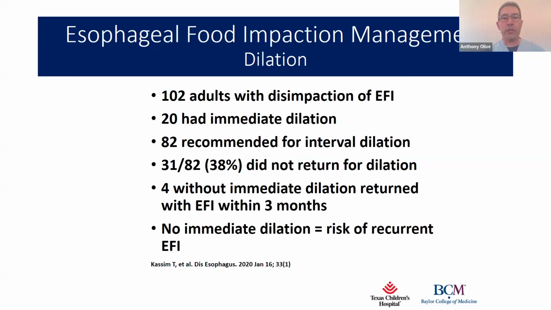And of those that did not have immediate dilation, 4 had an esophageal food impaction within 3 months, before it was time for them to come for their initial dilation. And so one of their conclusions was that if there's a stricture at the time of the esophageal food impaction and dilation is indicated but not done, it increases your risk of having a recurrent food impaction.